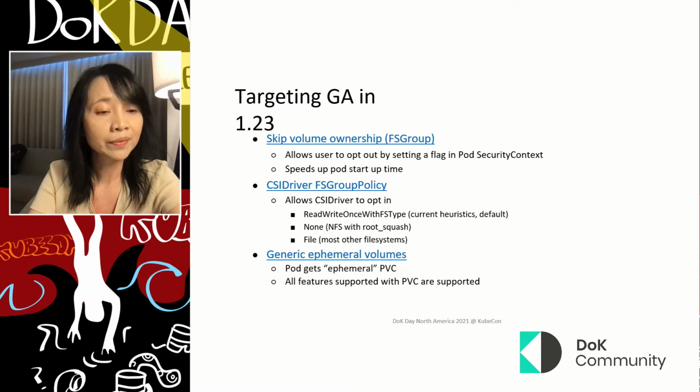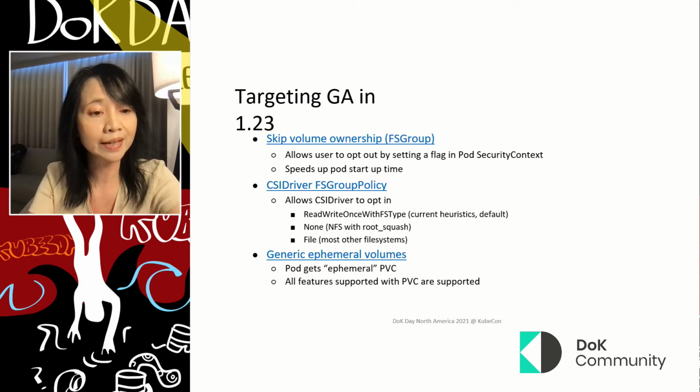And the third one targeting GA in 1.23 is generic ephemeral volumes. This feature allows any existing storage drivers that support dynamic provisioning to be used as an ephemeral volume with the volume's lifecycle bound to the pod. This allows a PVC to be created as an ephemeral volume along with the pod. This PVC can be used to provide scratch storage that is different from the root disk. This ephemeral PVC will be deleted when the pod is deleted.